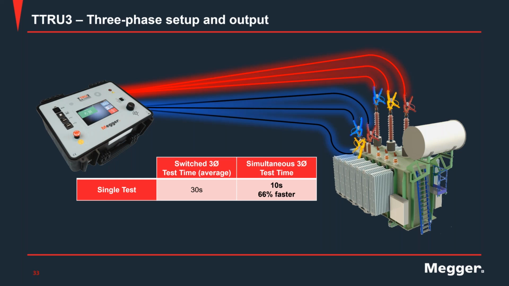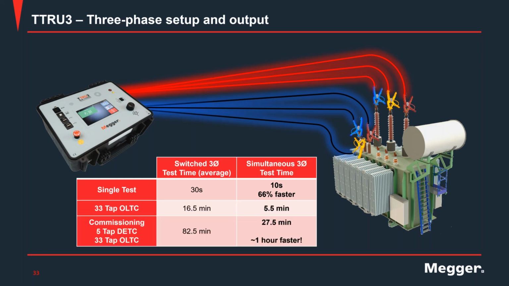And one can argue, well, sure, it's 66% faster, but when I see the big picture, everything that entails running a TTR test, getting the transformer isolated, and if I'm testing, just like in the picture, a large unit, getting provisions to go up and make connections, 20 seconds, maybe you don't see that as a big time saver.